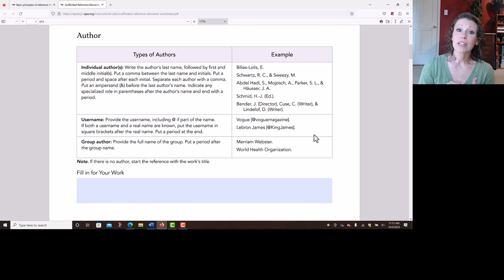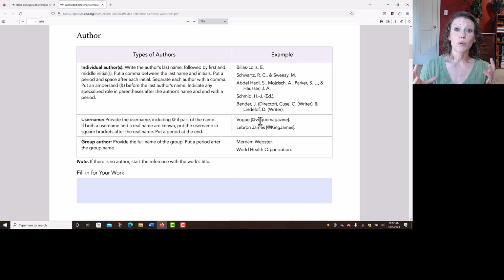Now, if you don't have an individual author, you may have a username. For example, if you are citing YouTube videos, or if you are citing TED Talks, or if you are citing tweets or things like that, you might use a username instead of an author. So you would do the username and then brackets. That is right next to the P on the keyboard, to the right-hand side of the P. It's the lowercase, so don't use the shift. It's the square parentheses. Those are called brackets.